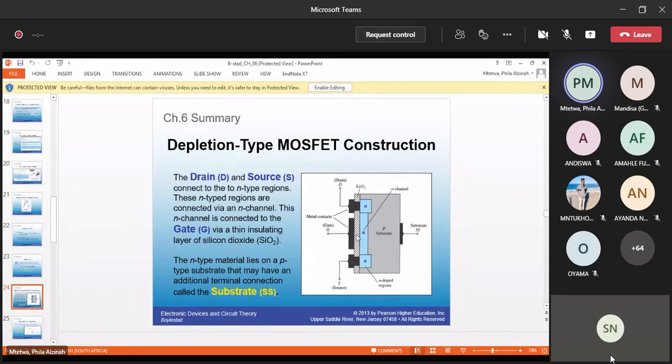This N channel is connected to the gate via a thin insulating layer of silicon dioxide, which is shaded here. That's your silicon dioxide. Then the N-type material lies on a P substrate that may have an additional terminal connection called the substrate. That's your external substrate connection. That's the basic construction of a depletion type MOSFET. So that's your N channel here. So this one is an N channel depletion type MOSFET.